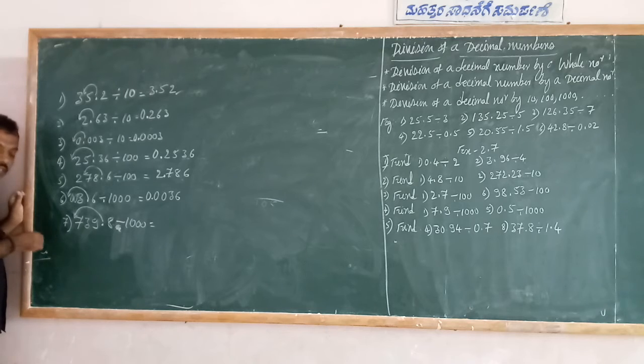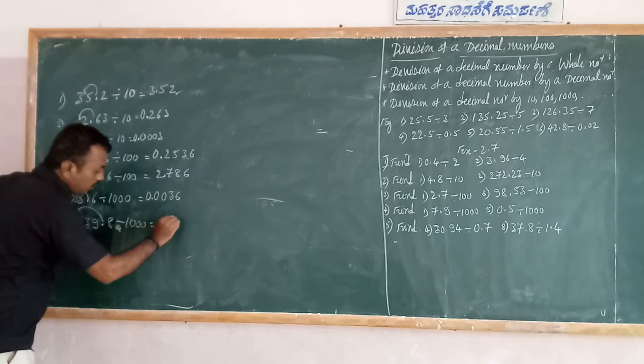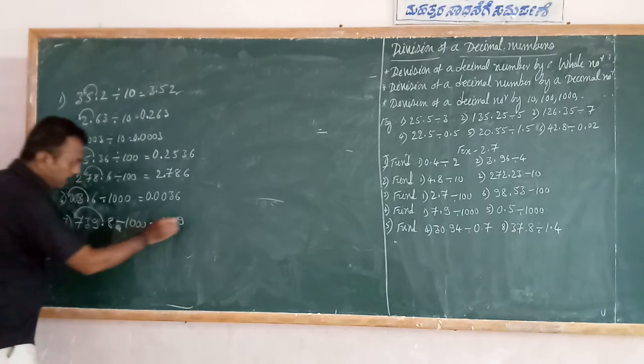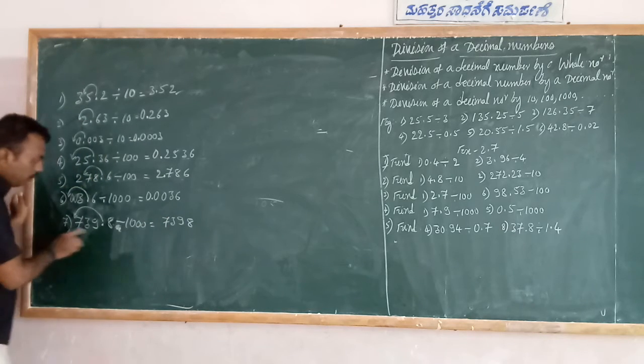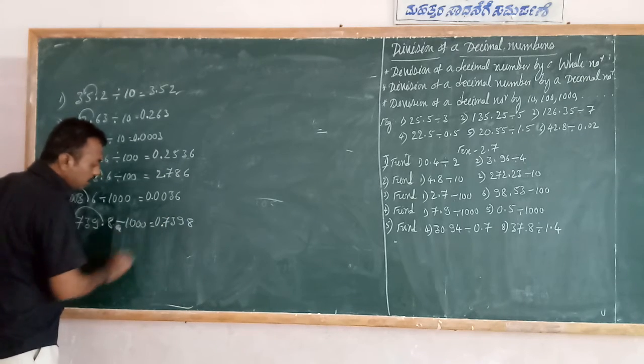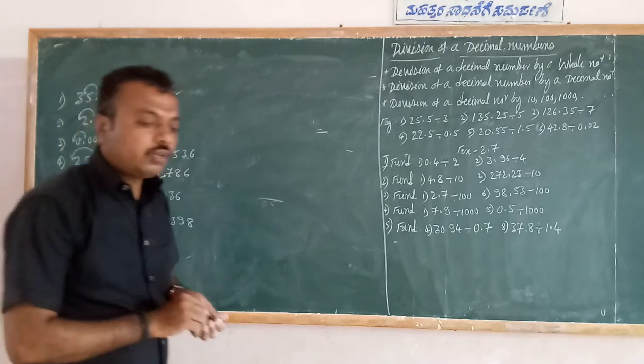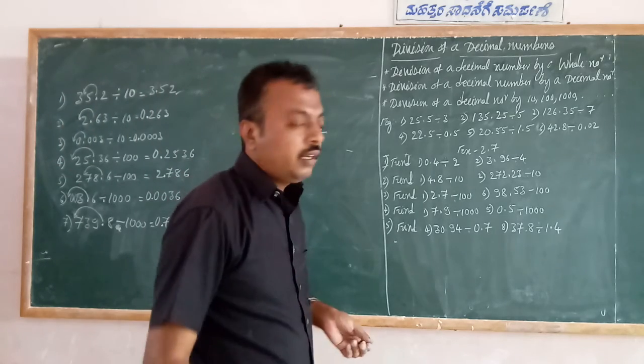How many digits? 3 digits. So the remaining 7, 3, 9 stay as it is, 7, 3, 9 and 8. The point comes before the 7. That's why I will put a 0 here, because nothing is there, means 0. 0.7398. Do you understand? So like this we have to divide by 10, 100, 1000 and so on.